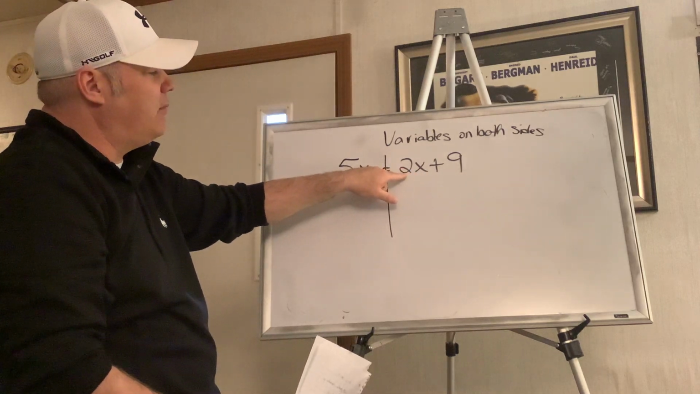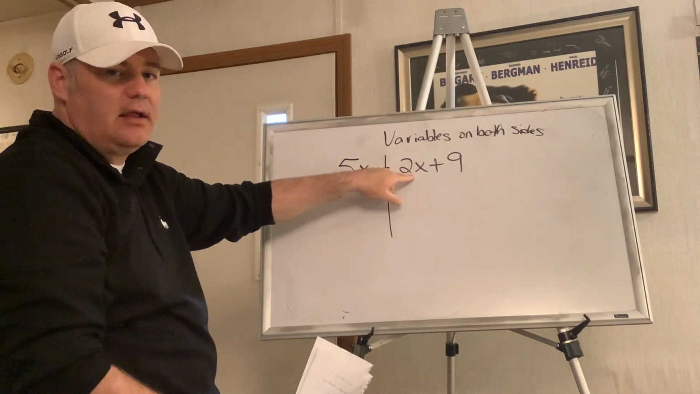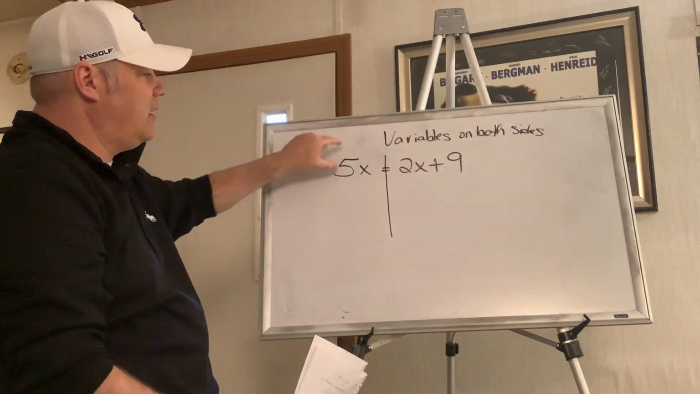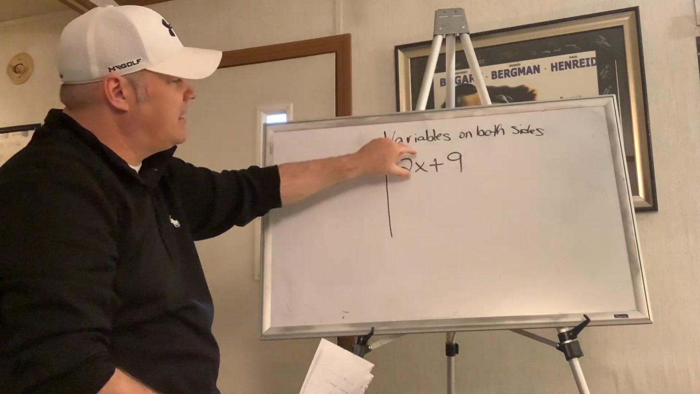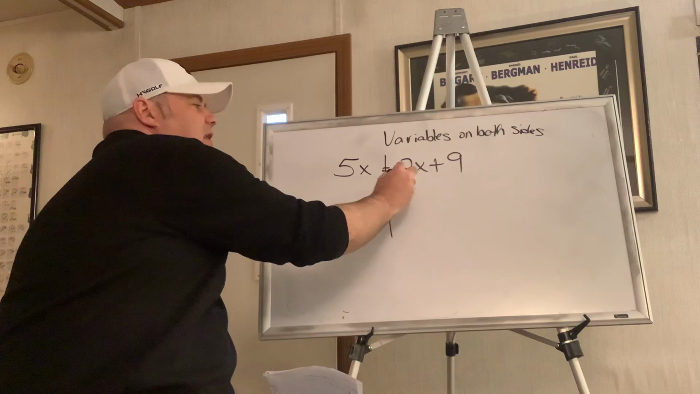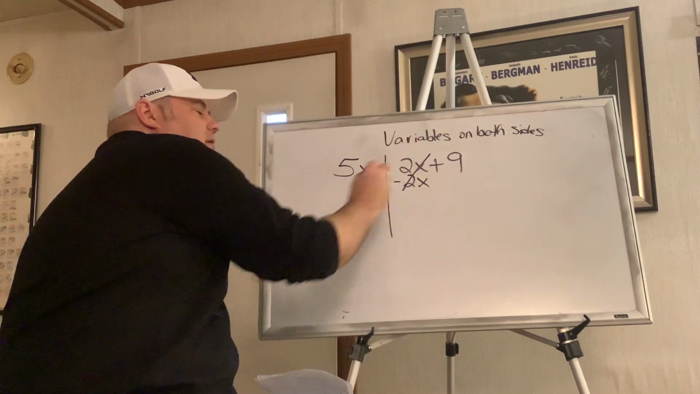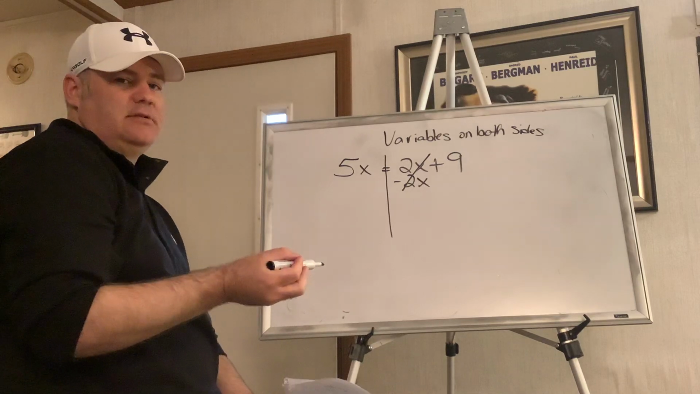That's only if I want to move the 2 and leave the x, isolate the x. I don't want to do that. I want to move this whole thing over here, which means I want to get rid of it here. So how do you get rid of anything? Take it away. Instead of having 2x, subtract it. Okay, so that way it cancels out.